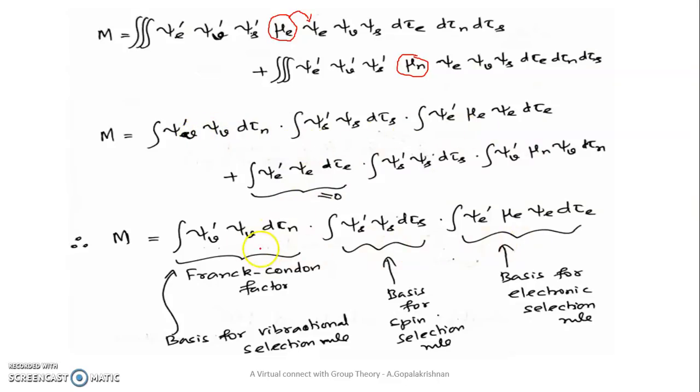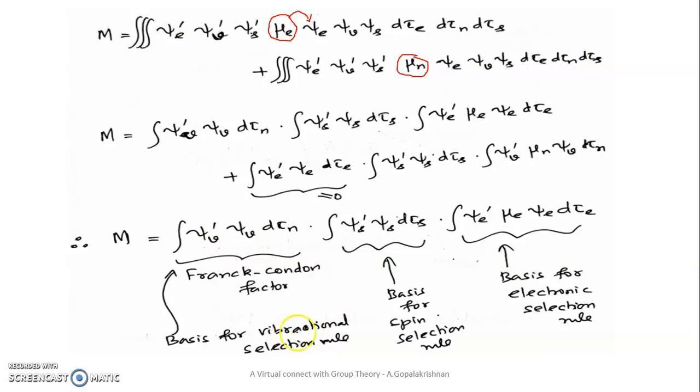So now we have the transition moment integral having three parts of integrations. This is the basis for the spin selection rule, and this is the basis for the electronic selection rule, and this one is the basis for the vibrational selection rule. Are you able to understand? Here these two vibrational levels, they overlap. They form overlapping. This is called overlapping integral. It is also called Franck-Condon factor. This integral is called Franck-Condon factor.